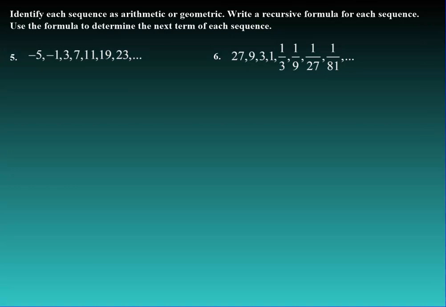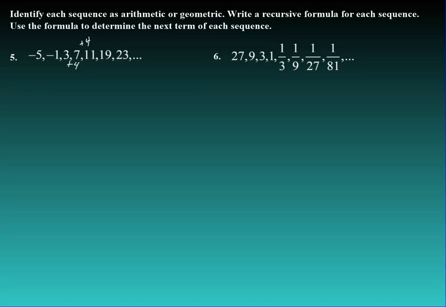Identify each sequence as arithmetic or geometric. Write a recursive formula for each sequence. Use the formula to determine the next term of each sequence. All right, so number 5, we start off with -5, then we're at -3, or -1, then we're at 3, 7, 11, 19, 23. So to go from 3 to 7, we're adding 4. To go from 7 to 11, we're also adding 4.